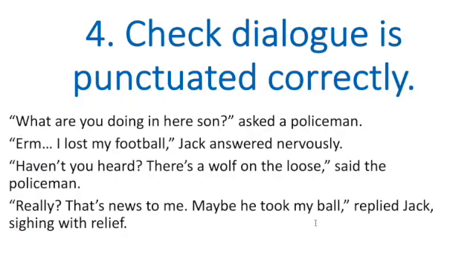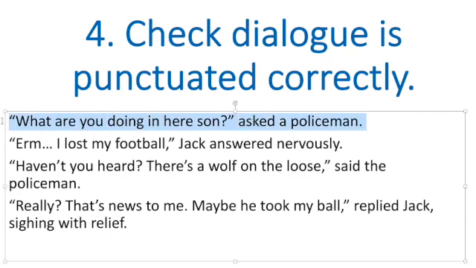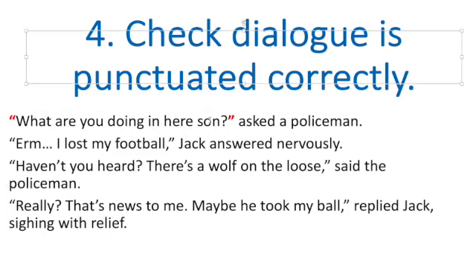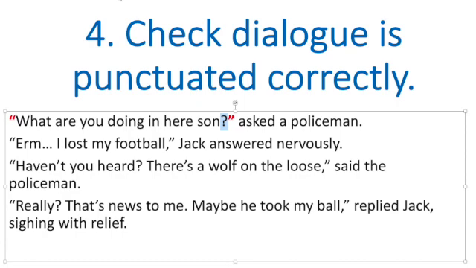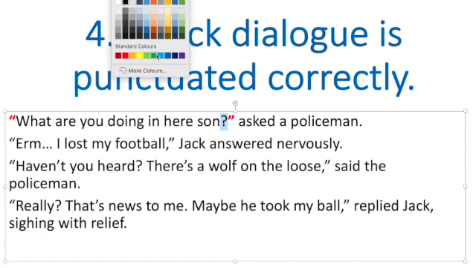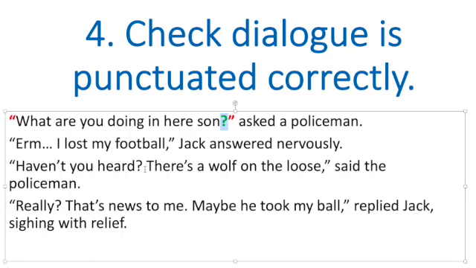Okay, the next thing we're going to do is we're going to check that you have used dialogue punctuation correctly. So take a look at this. Here's some dialogue. So we've got the inverted commas. We've got one here and we've got one set there. So the inverted commas go around what your character said. You either then need to have a question mark if it is a question. You can also have an exclamation mark or a comma.